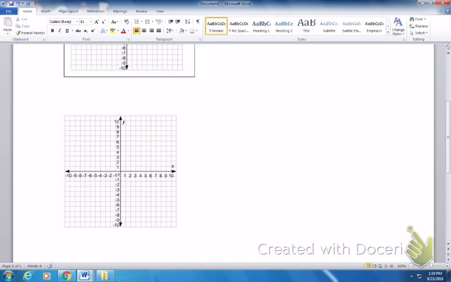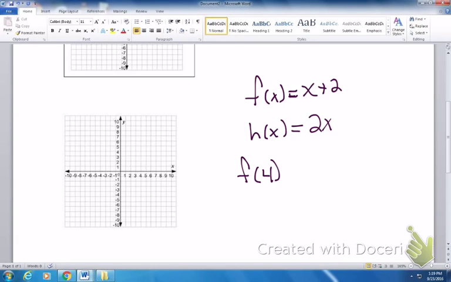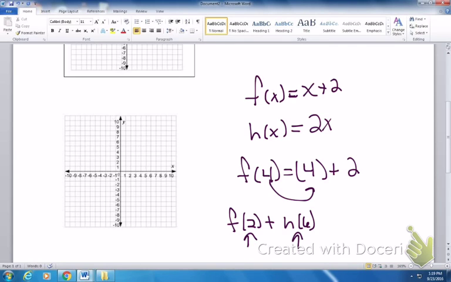Now I'm going to come over here to the side and let's talk about some other stuff. Maybe I have an equation or a function that says f of x equals x plus 2, and maybe I have one that says h of x equals 2x. If I ask you for things like f of 4, you need to plug in the 4 for the x. Remember, we put a little parenthesis instead of an x, then we plug that number in there. Be careful in your calculator. Also, remember, if I said something like f of 2 plus h of 6, find both of those numbers just like we did here and then add them together.